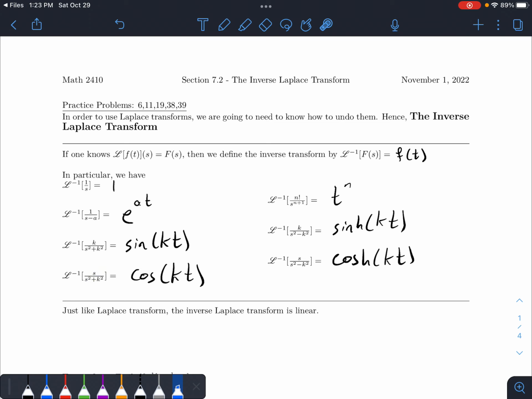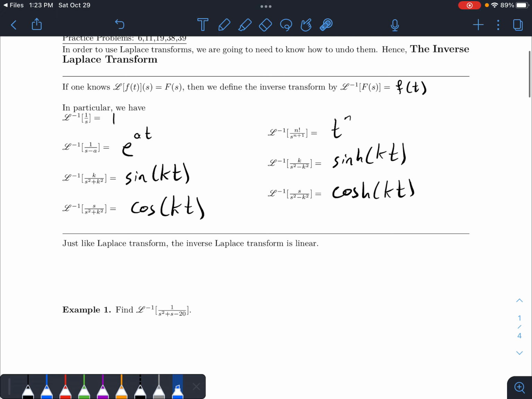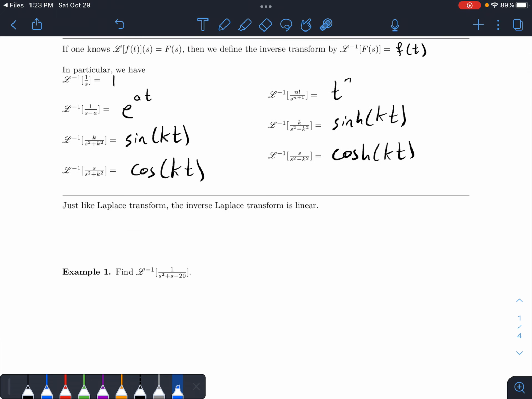So if we have a variable in the numerator over s squared plus k squared, that's going to be cosine or hyperbolic cosine. If you have s squared plus k squared, then it's just cosine. And if it's s squared minus k squared, that's cosh. If you have a constant in the numerator, it's going to be sine or sinh, and then plus is going to be sine, and minus is going to be sinh.